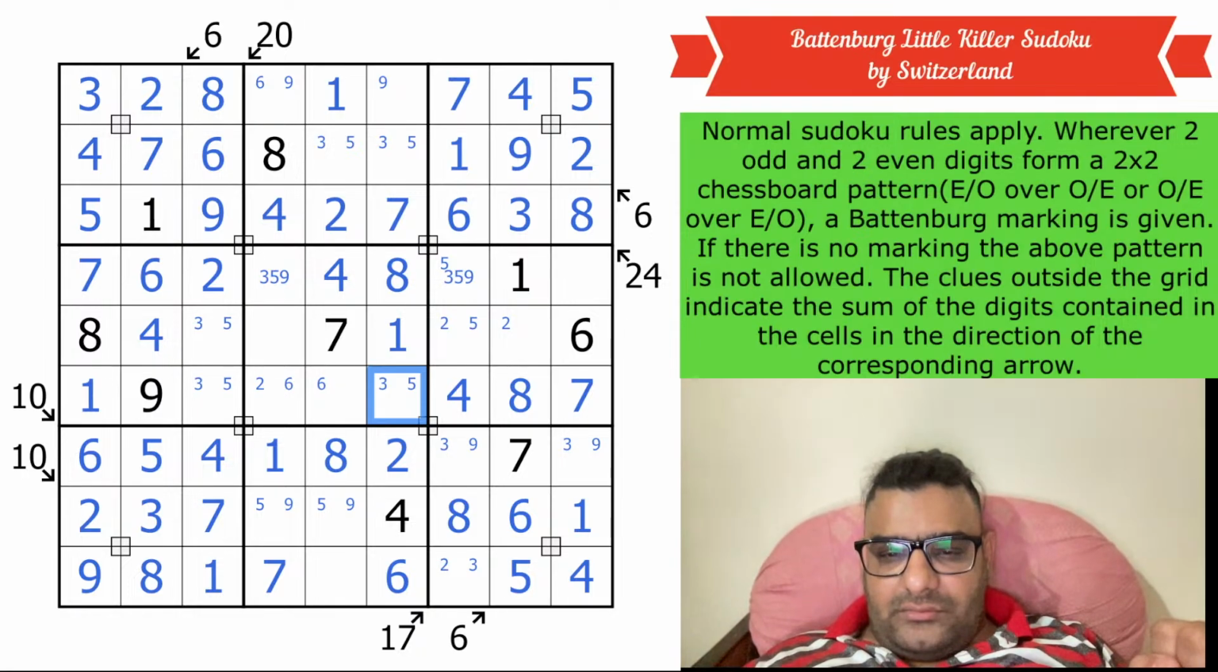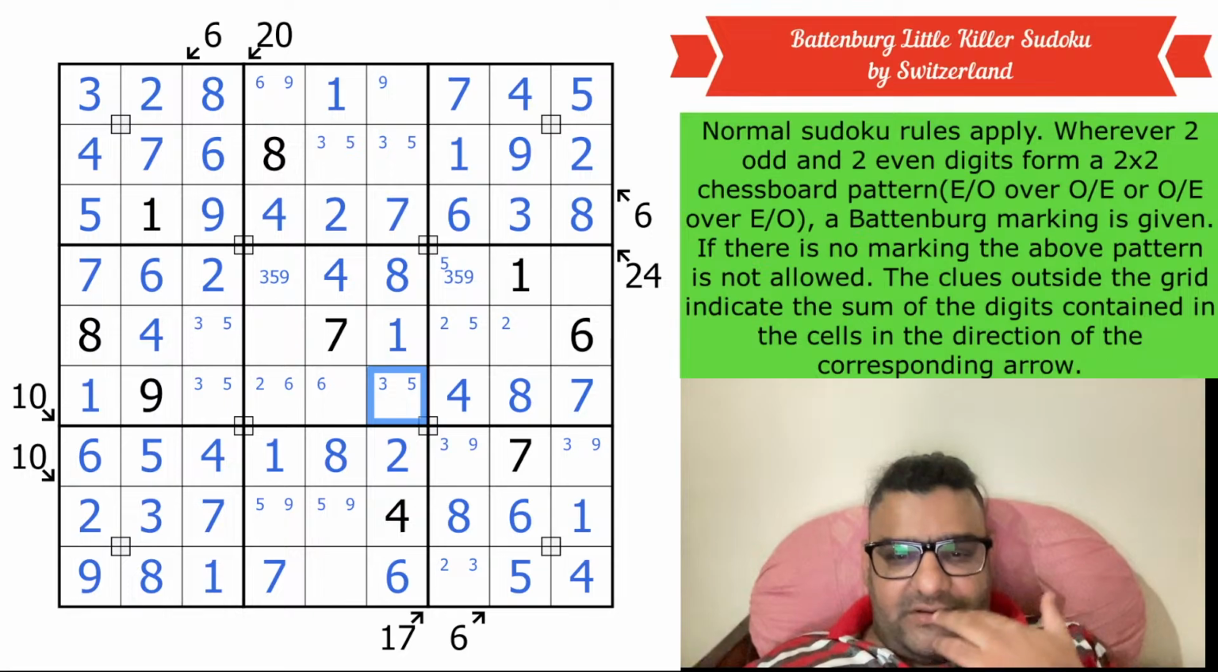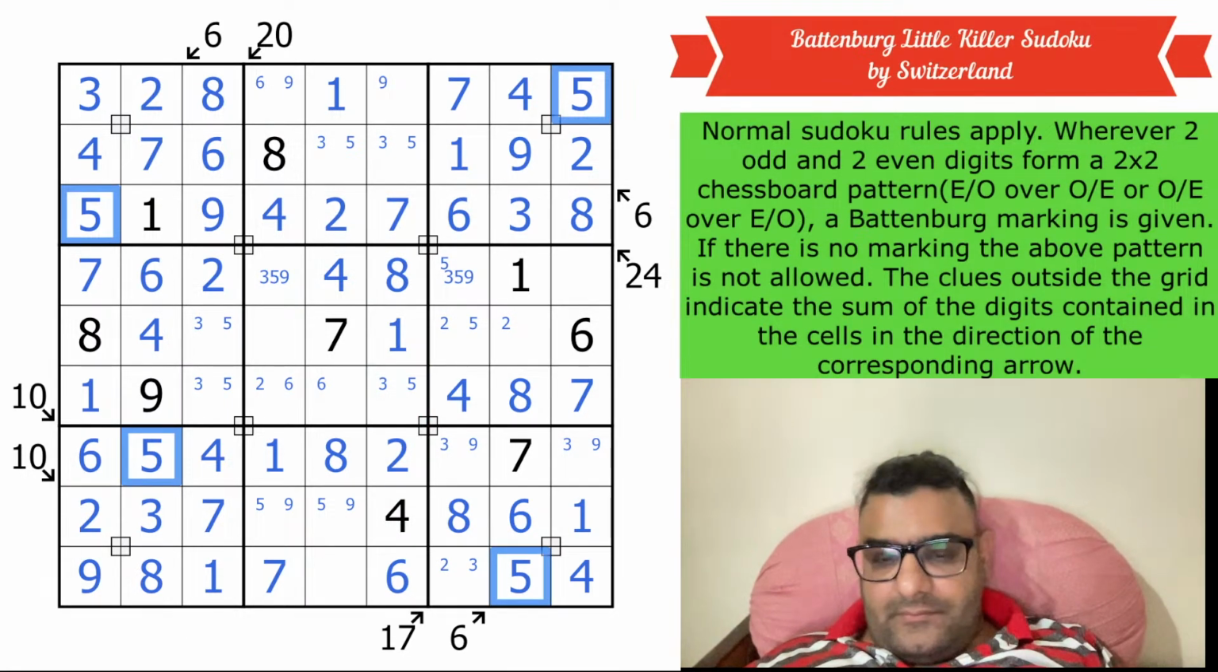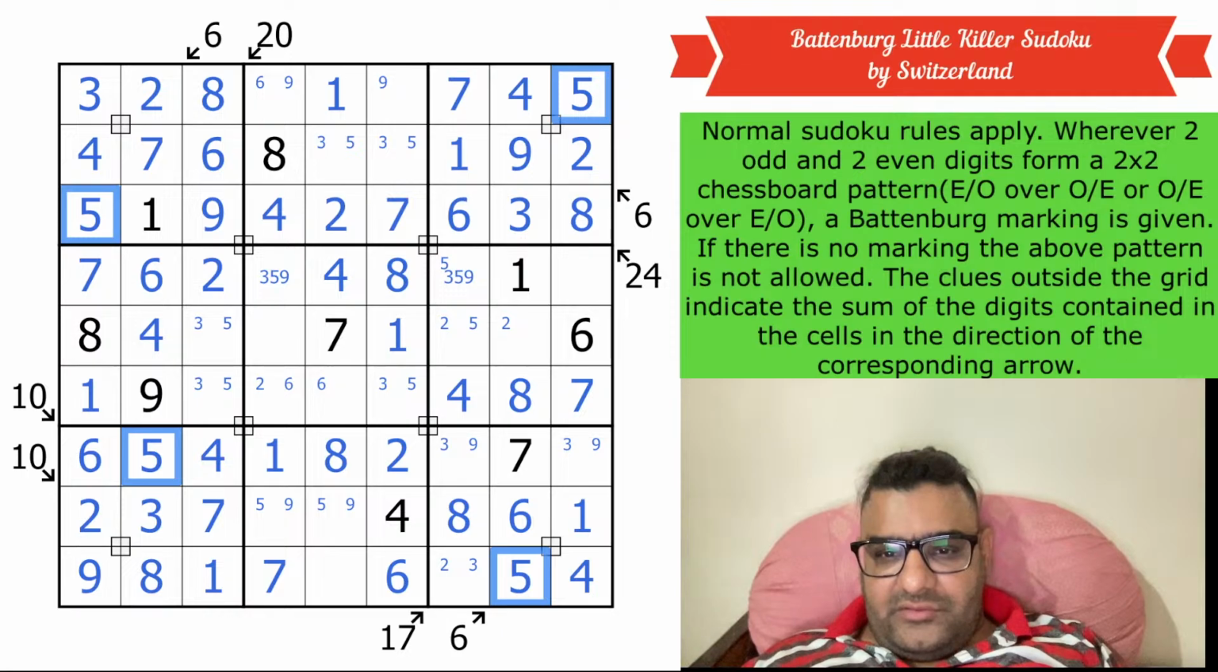So 1, 2, 6, 3, 5, 8, 7. What is the remaining? 5. 5 is here, 5 is here. We know 5 is here, 5 is here. 5 is here somewhere.